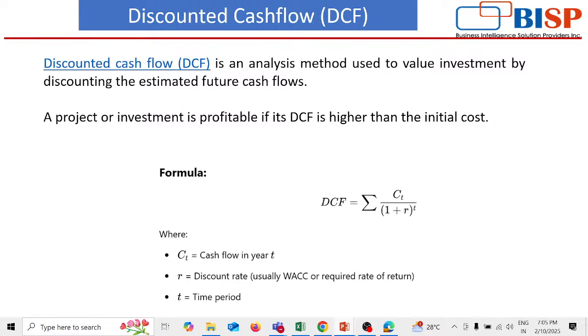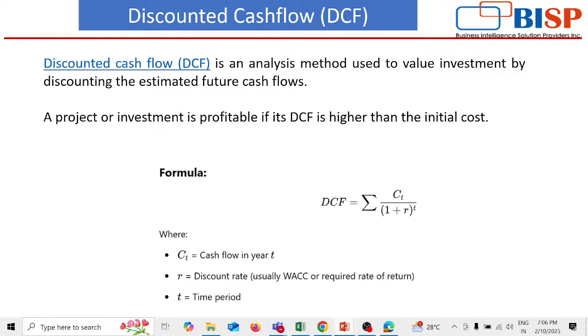DCF analysis can be applied to value a stock, company, project and many other assets or activities, and thus it is widely used in both the investment industry and corporate finance management.